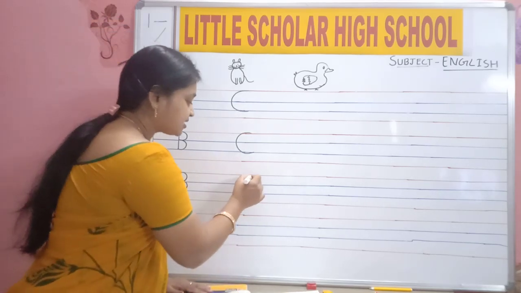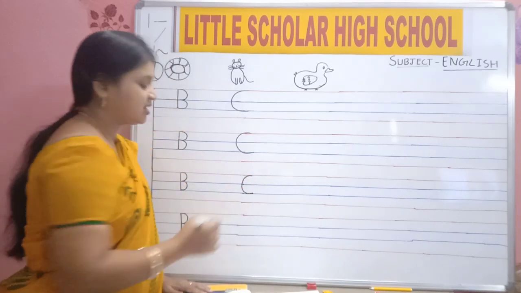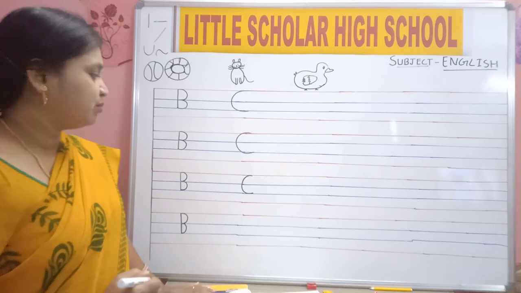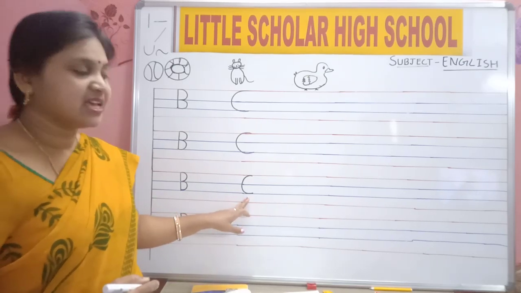How to write C? Start from the red line and make a curved line. Touch the blue line. Touch the blue line. Which letter is this? Letter C. Which letter is this? Letter C.